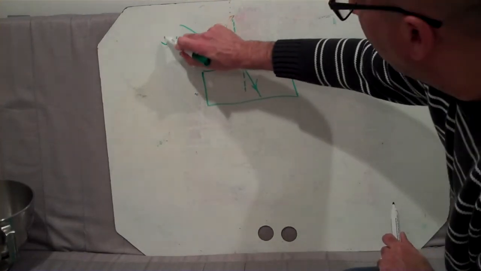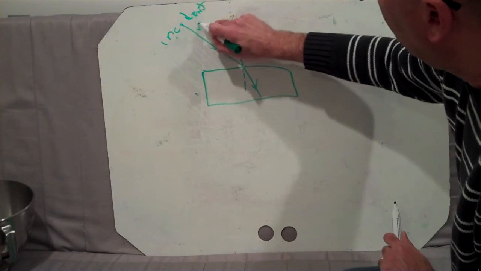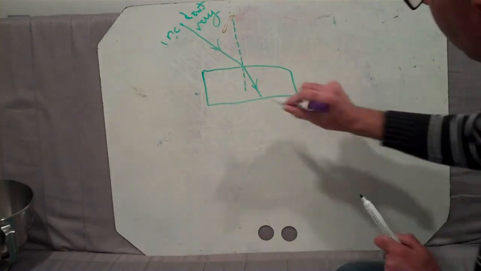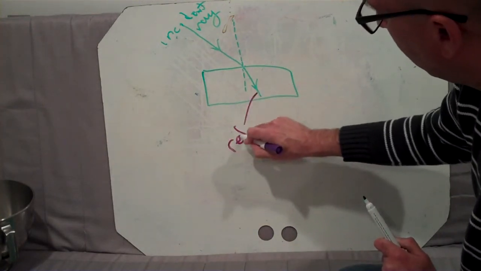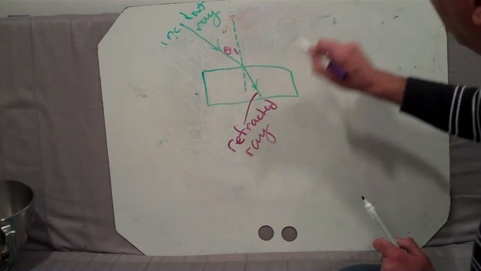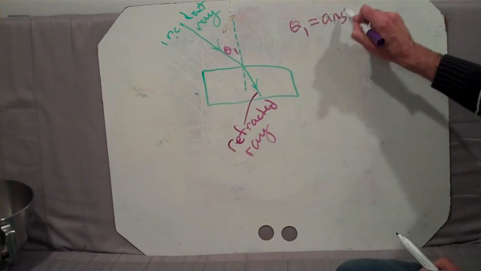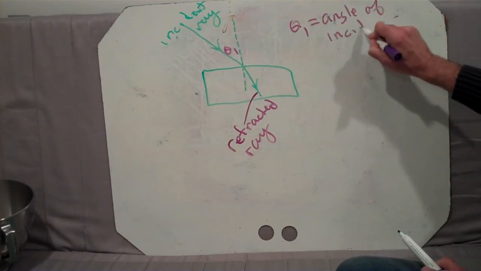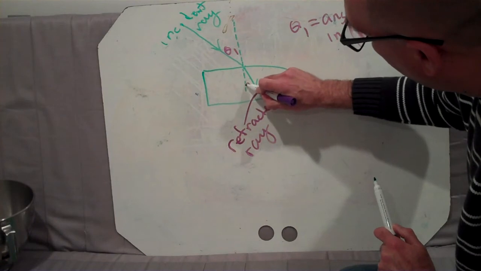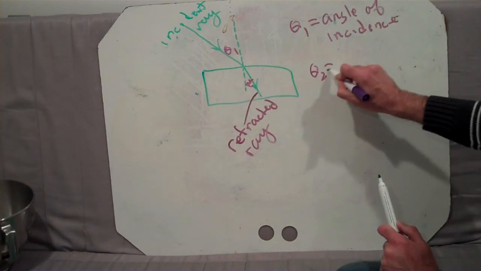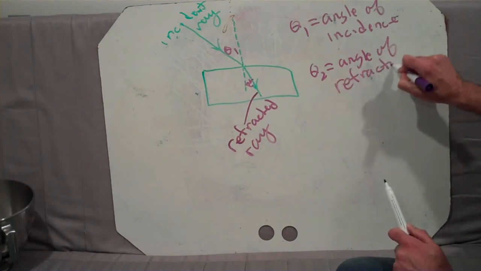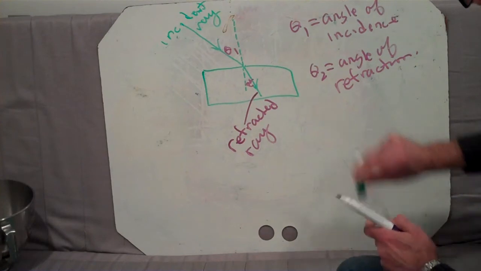Okay, so the incident ray came in, and it was refracted. This would be called the refracted ray right here. Okay, we call this theta 1. Theta 1, again, is the angle of incidence. Okay, this angle down here, theta 2, that angle would be the angle of refraction.